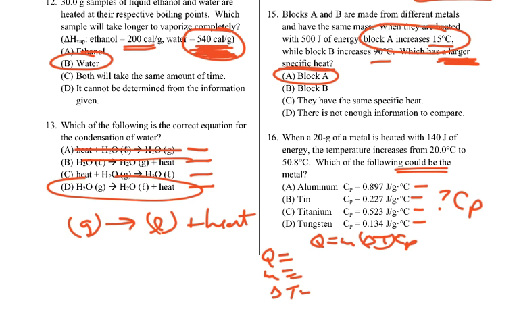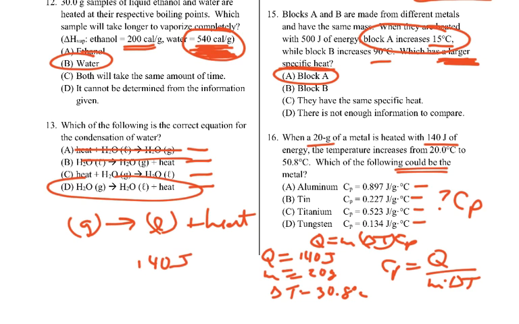So Q is 140 joules. The mass is 20 grams. The delta T is 50.8 minus 20, so 30.8 degrees. Now if I want to get CP, then CP is going to be Q divided by M and delta T. A little math here. So now we're going to put those in. Q, 140 joules, divided by 20 grams and divided by 30.8 degrees. Okay, and that's going to give us our CP.